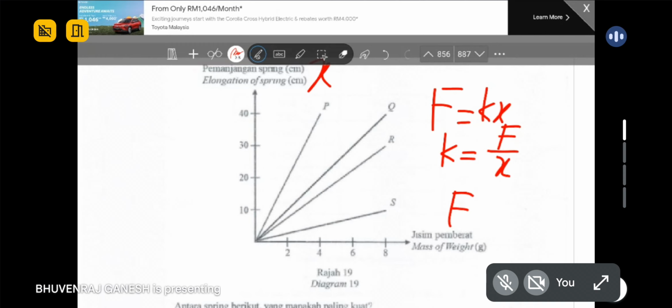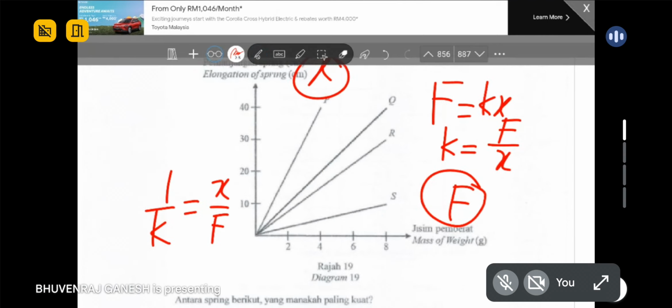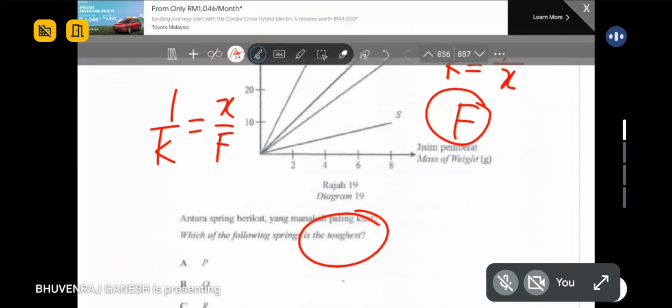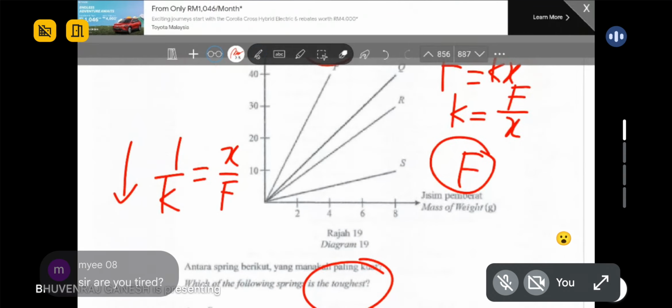So, sekarang X melawan F kan? X over F. I mean, it's 1 over K lah. 1 per K is equal to X over F. Correct? So, they ask the toughest spring. Paling kuat. So, paling kuat maksudnya, kecerunan dia kena paling rendah lah. Am I right? The gradient must be the smallest. So, that's why the answer is D.